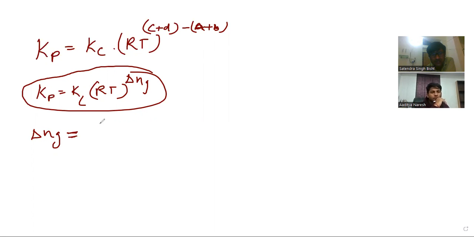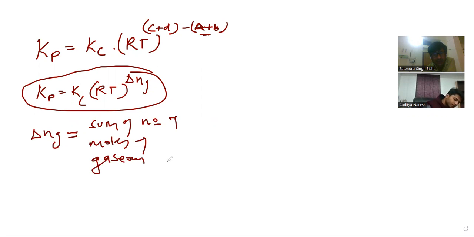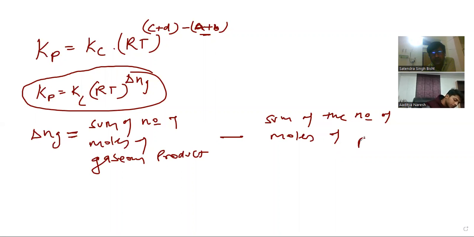What is the formula for del Ng? It is the sum of the number of moles of gaseous product minus the sum of the number of moles of gaseous reactant. Gaseous means you will take only gas.